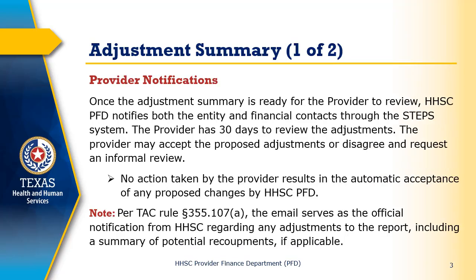Once the adjustment summary is ready for the provider to review, HHS-CPFD notifies both the entity and financial contacts through the STEPS system. The provider has 30 days to review the adjustments. The provider may accept the proposed adjustments or disagree and request an informal review. If no action is taken by the provider, this results in the automatic acceptance of any proposed changes by HHS CPFD. It is important to note that per TAC Rule Section 355.107a, the email serves as the official notification from HHSC regarding any adjustments to the report, including a summary of potential recoupments, if applicable.